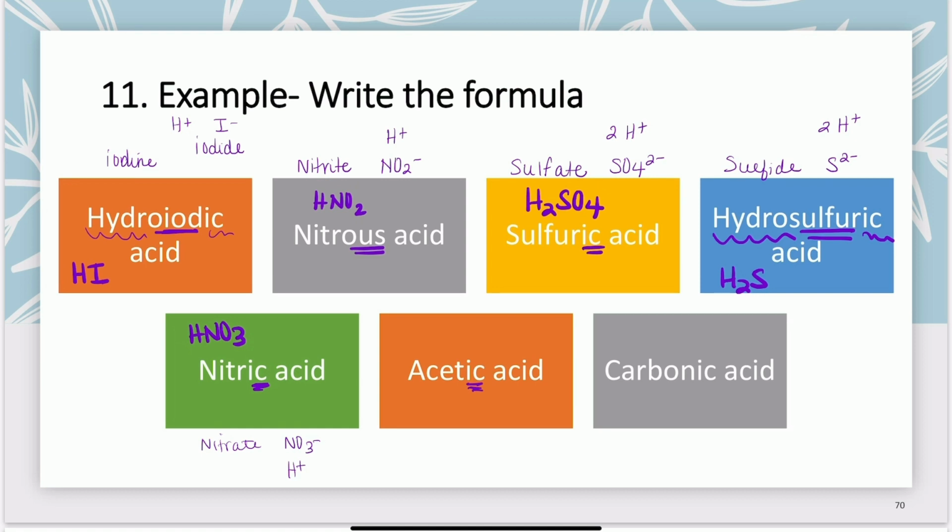Acetic acid. Ic again tells me it came from ate, so acetate, which is CH3COO minus, or again, you guys are welcome to write it as C2H3O2 minus. I don't care. I just have a harder time writing it that way. But I will recognize it and give you credit. You need 1 H plus for this. So this one we most often will write as CH3COOH. Usually put the H at the end here.